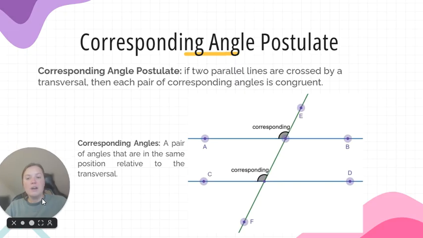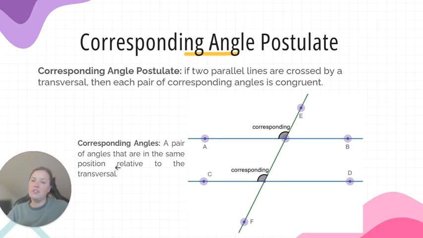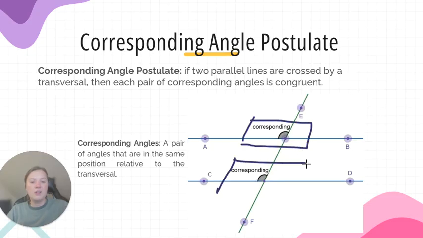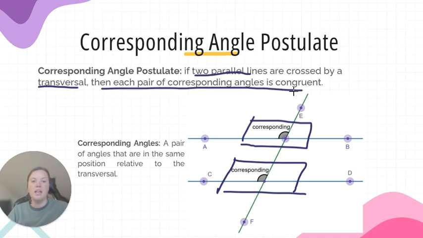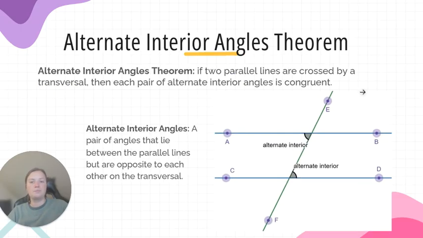Up next, the corresponding angle postulate. We've talked about this a few times. Remember, corresponding angles are angles that sit on the same side of a transversal. However, when we draw our little box that goes around our vertices, right, corresponding angles are on the same side and they're in that same quadrant of our vertex. And the corresponding angle postulate tells us if we have two parallel lines and they're crossed by a transversal, that the corresponding angles are congruent. Okay, so that's what corresponding angles are, and the postulate that tells us that they are congruent.